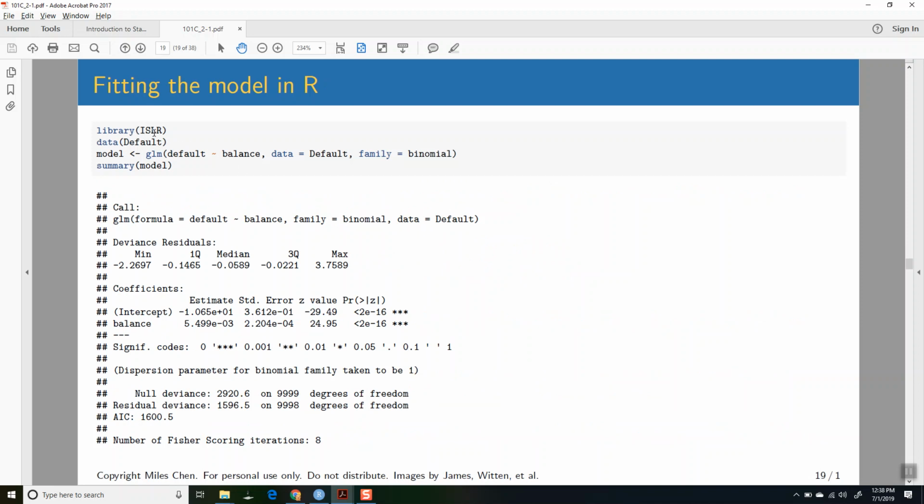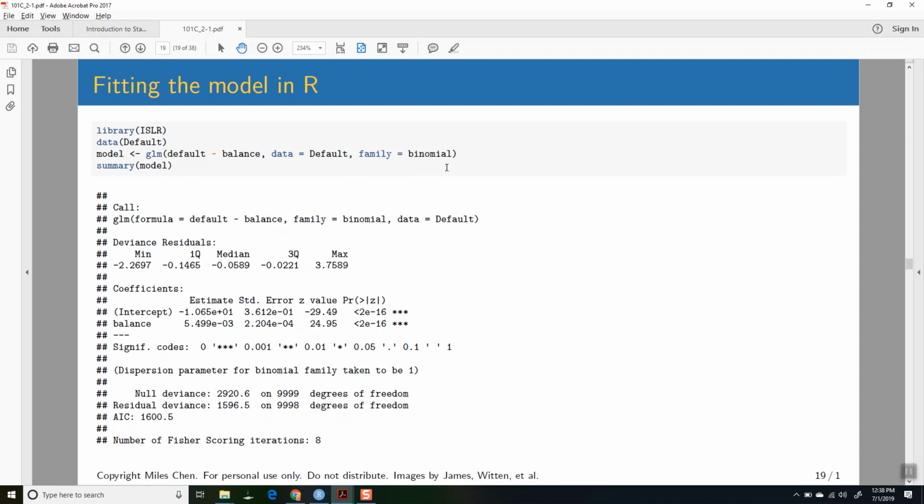Okay, so if we do this in R, we'll load up ISLR, that's the library associated with our book. The data comes in this data set called Default. And then we will fit a generalized linear model. And we say we want to predict default based on the balance. The data comes from the data set capital D Default. Family equals binomial means it's a logistic regression, okay?